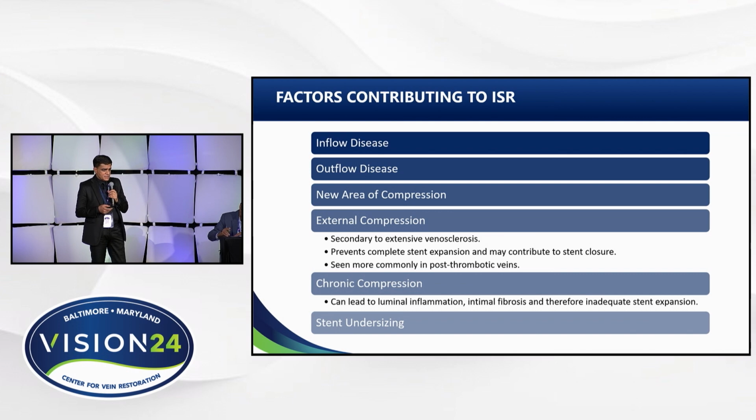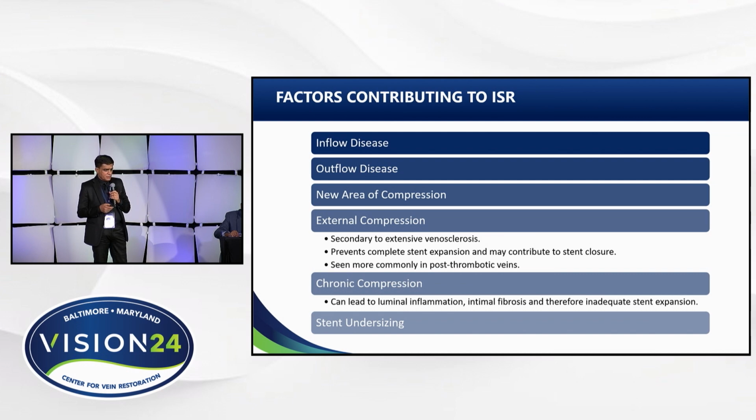External compression is most commonly seen in post-thrombotic patients who develop extensive fibrosis on the wall of the vein, what we call venosclerosis. But it's also seen in patients who have chronically compressed veins from May-Thurner syndrome. Long-standing May-Thurner will cause that. And this prevents complete stent expansion and may contribute to stent closure.